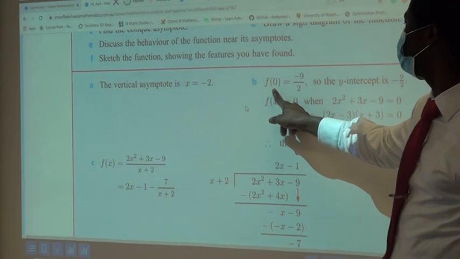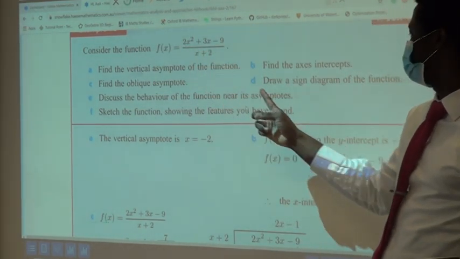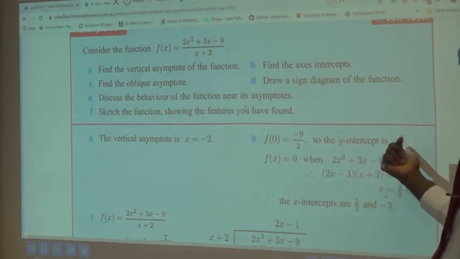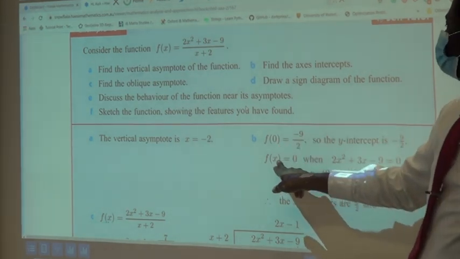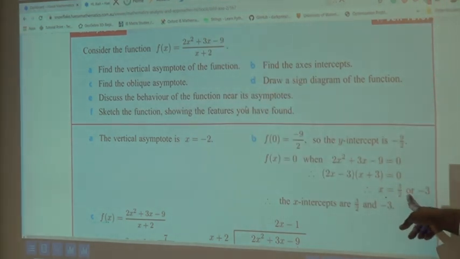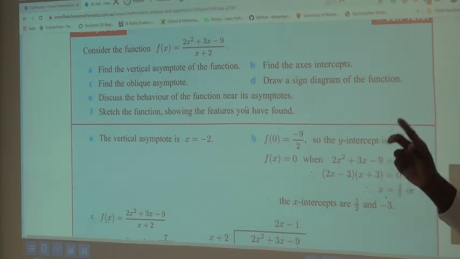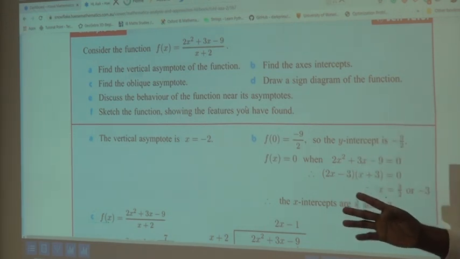When x is 0, that's f of 0, because the original function is called f of x. So f of 0 simply means when x is equal to 0, so this is your y-intercept. When the whole thing is equal to 0, which means when the numerator is equal to 0, you get the two x-intercepts. So we have that at the back of our mind. On the y-axis it crosses once, on the x-axis it crosses twice.